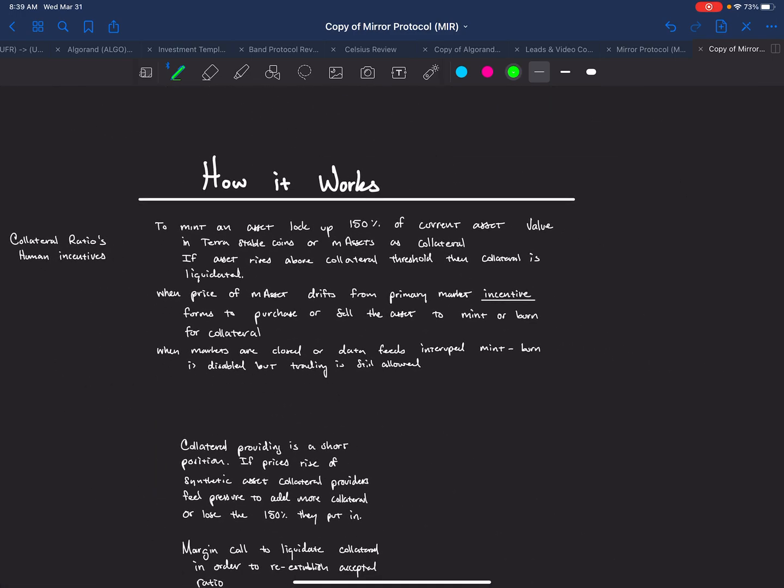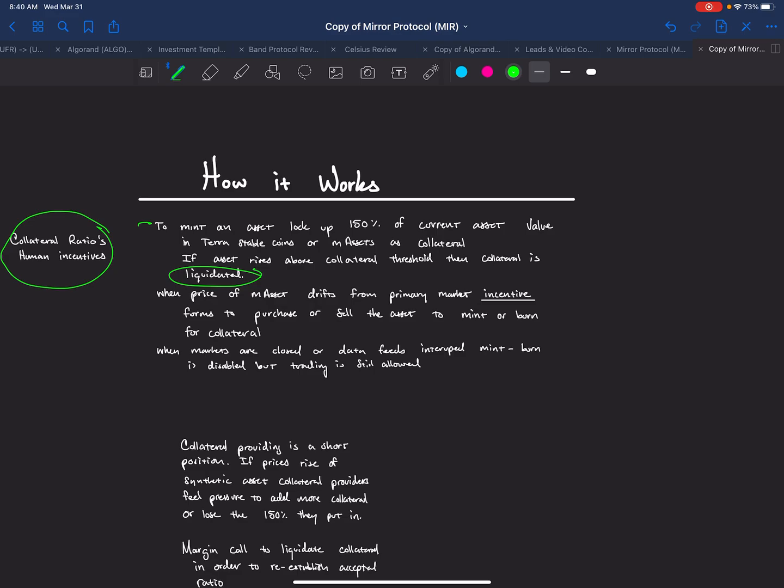So basically, how does Mirror work? To mint an asset, lock up 150% of current asset value in Terra stablecoins or mAssets as collateral. If the asset rises above the collateral threshold, then the collateral is liquidated, right? When the price of an mAsset drifts from the target, a primary market incentive forms to purchase or sell the asset to mint or burn for collateral. So, you put up collateral, or I'll get deeper into this. I'm just going to do the explainer now. But basically, you're using collateral ratios and human incentives to get these instruments that trade based on oracle data feeds.